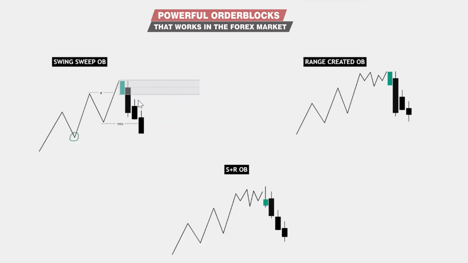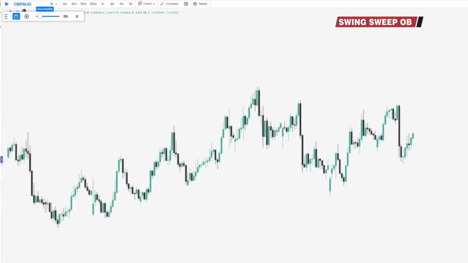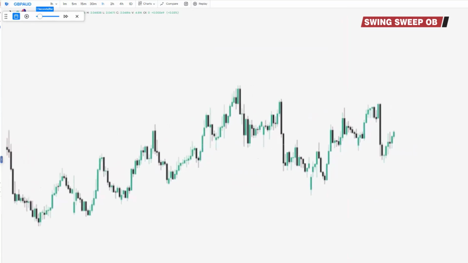This is what we call a swing sweep order block, and it works like magic in the financial markets. So I'm going to show you a real-time example right now. Let's do it on the price charts. This is a live example on GBP AUD, the 1 hour time frame.